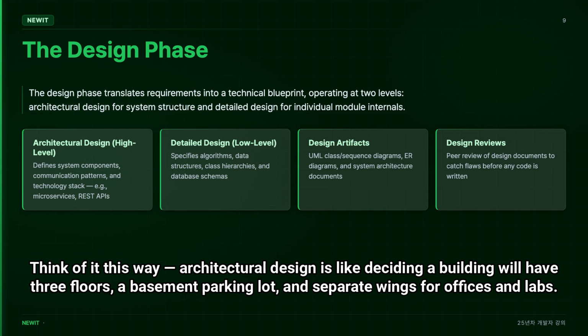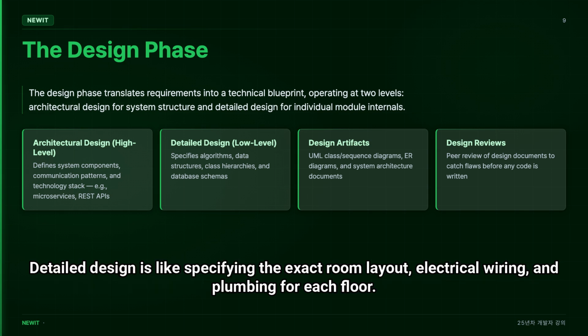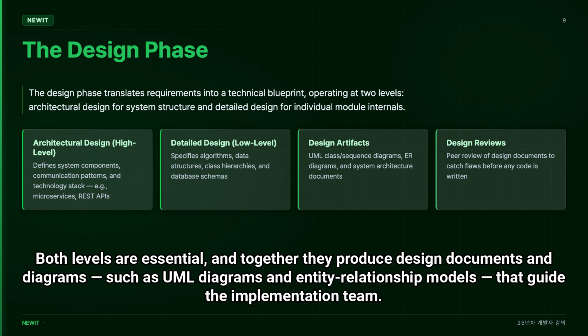Think of it this way: architectural design is like deciding a building will have 3 floors, a basement parking lot, and separate wings for offices and labs. Detailed design is like specifying the exact room layout, electrical wiring, and plumbing for each floor. Both levels are essential, and together they produce design documents and diagrams, such as UML diagrams and entity relationship models, that guide the implementation team.